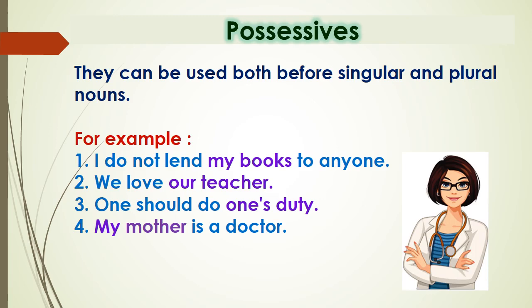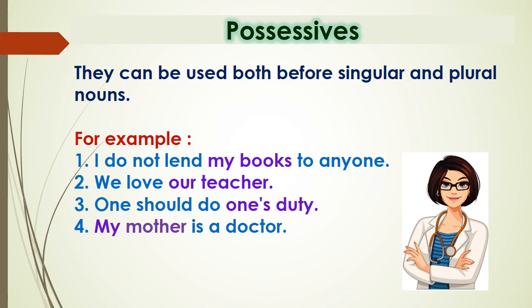In the first sentence, I do not lend my books to anyone. If you see my books, I am talking about my books. So the books are my possession. They belong to me. So the word my is a kind of possessive determiner.